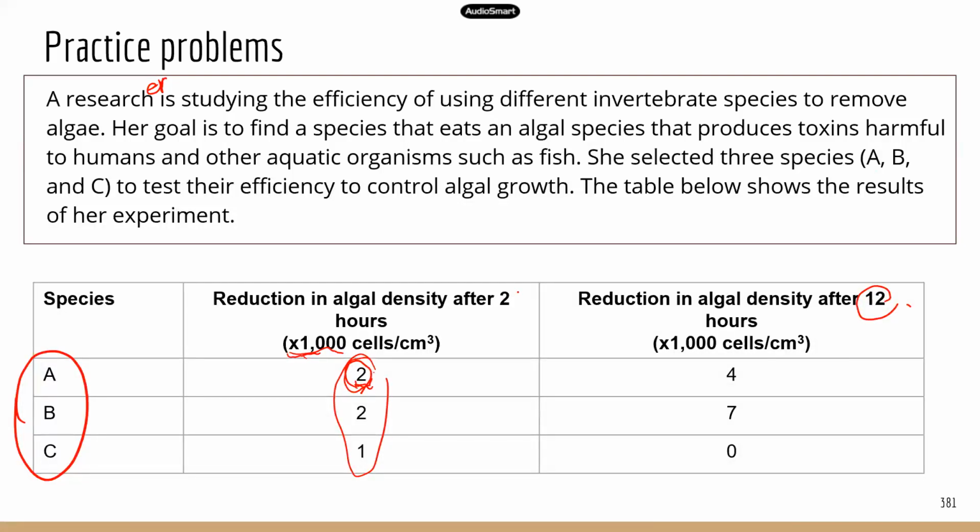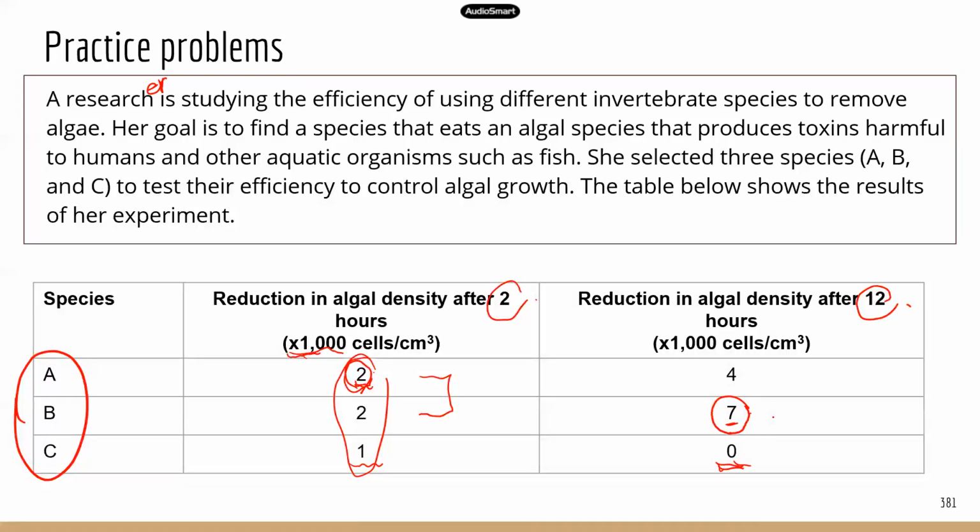Okay, so for 2 hours, looks like A and B have a similar efficacy. And after 12 hours, again, A and B are leading C, but B seems to reduce the most amount of algae, right? Because the reduction in density is 7,000 cells per cubic centimeter. So for C, this reduction is 1, and after 12 hours, the reduction changes to 0, right? So that means C is not very effective at all, because if you give it more time, the algae will kind of grow back to the original level.